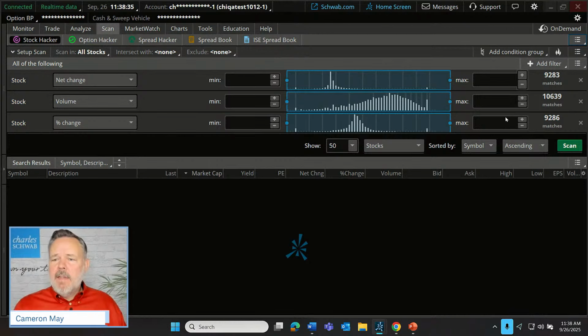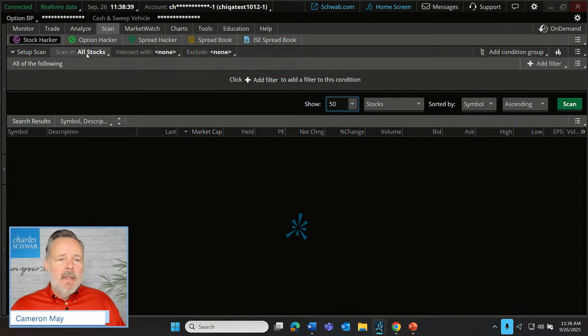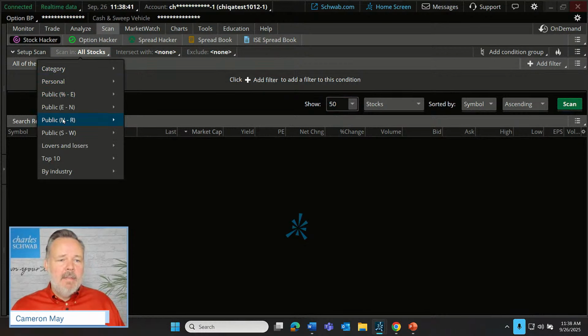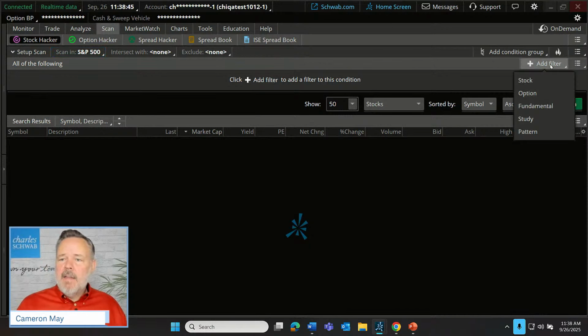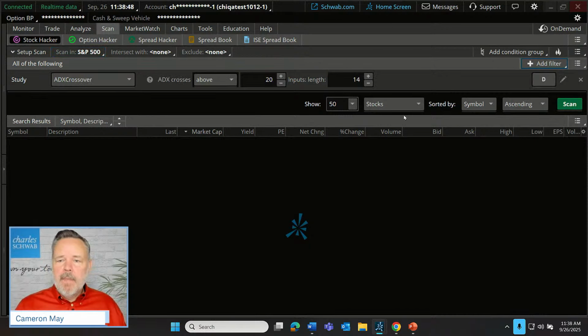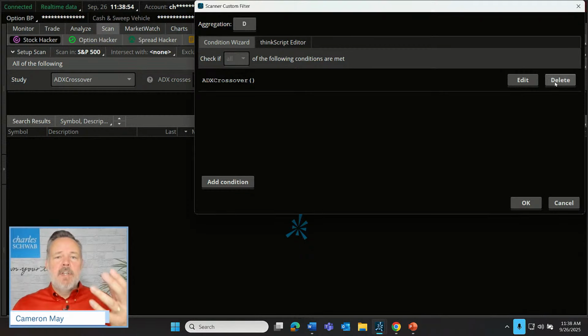We're not going to be using any of these stock filters. I'm just going to take those off. Instead, let's scan in the S&P 500 for stocks. Let's add a study filter and edit that filter. We're going to be looking for a Chande momentum oscillator dipping down below minus 50, but rising back up and through it within the last 3 days.